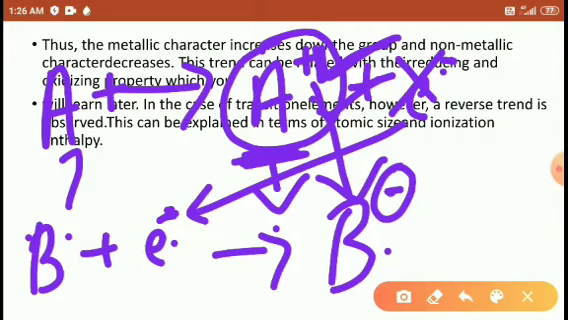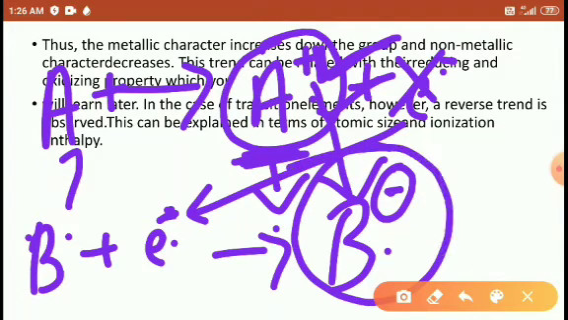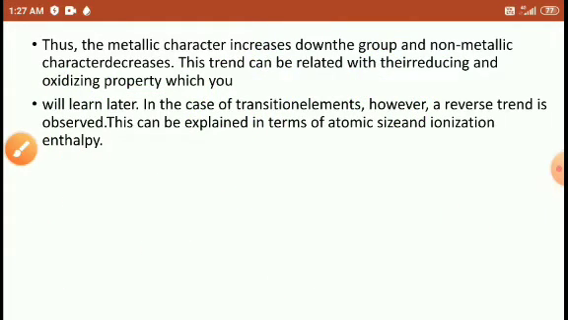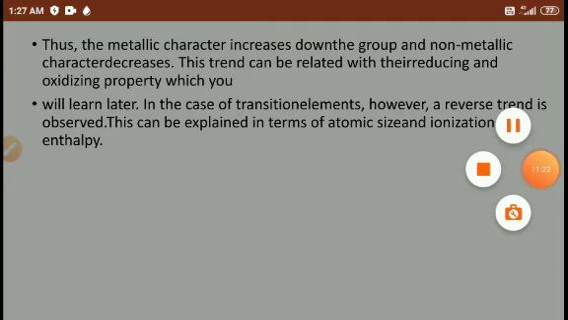One more point, it is also the opposite. If B does not accept electrons from A, then A cannot be oxidized. So B is also responsible for the oxidation of A, and we call B the oxidizing agent, right friends? We will learn this later in the transition elements. However, the reverse trend is observed there. This can be explained by the atomic size and ionic size of the elements, right students?